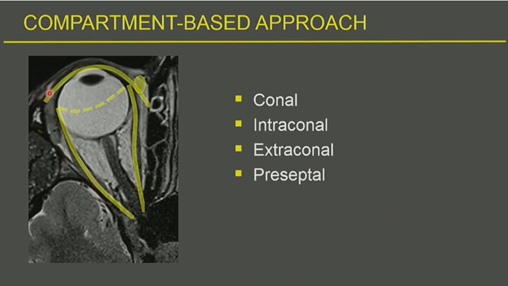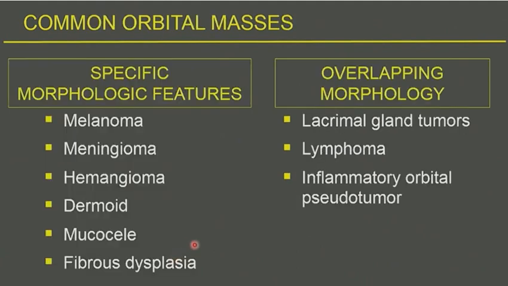The orbital septum together with the lid forms the preseptal compartment, and the lacrimal sac is actually located in this preseptal compartment. Once you have identified a lesion in one of these compartments, you have already narrowed down your differential diagnosis. The next step is to try to identify specific morphologic features. We have a group of lesions in the orbit that have very specific morphologic features such as uveal melanoma, meningioma, hemangioma, dermoids, and we have lesions with overlapping morphology.